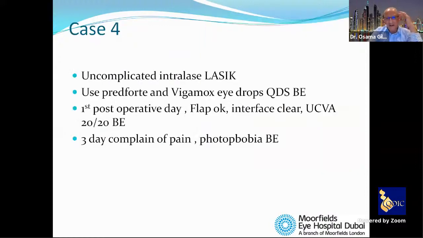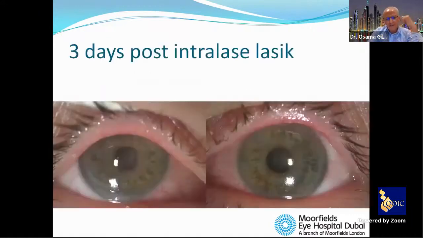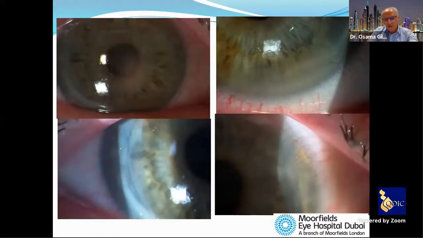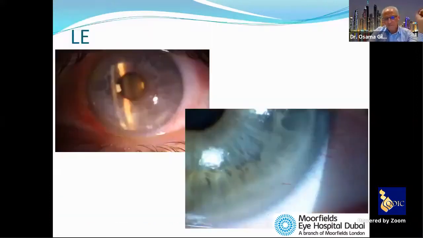This patient, I did the LASIK a year and a half ago. It was uncomplicated Intralase LASIK, so we gave the routine Pred Forte and Vigamox 4 times a day. The next day his vision was good, everything was fine, but 3 days later he complained of pain and photophobia. So the patient was asked to come back to the clinic. This is day 3, and we looked carefully. She had a huge infiltrate in the flap edge and even outside the flap, in both eyes, and diffuse, but the center looked very clear.